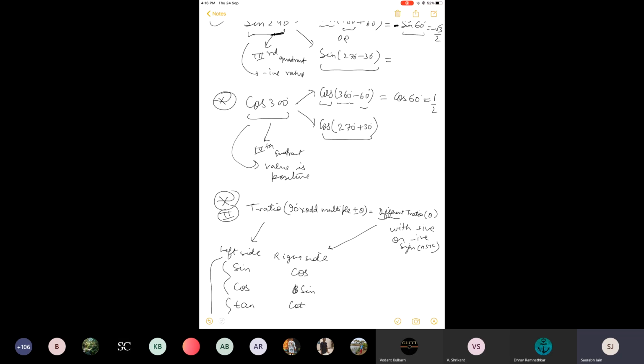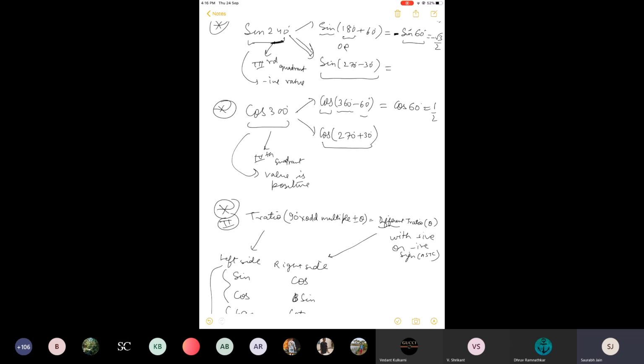So now sine 240, here it is sine of 270 minus 30. 270 is an odd multiple of 90. Have a look here. T ratio we have sine, 90 into 3, that is 270, then the angle is 30. So here a different T ratio will come, and I already told you, if it is sine on the left, on the right hand side it will be cos. The angle will be theta, that is 30 degree.